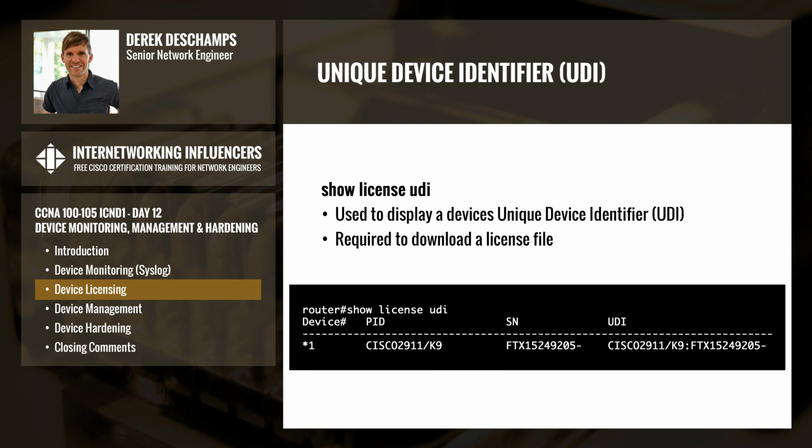Now that we know how feature sets are activated, let's take a look at a few licensing commands. The show license udi command is used to display a device's Unique Device Identifier, or UDI. The Unique Device Identifier is required to download a license file. Here we can see the Unique Device Identifier is a combination of both the product ID, or PID, and the serial number.